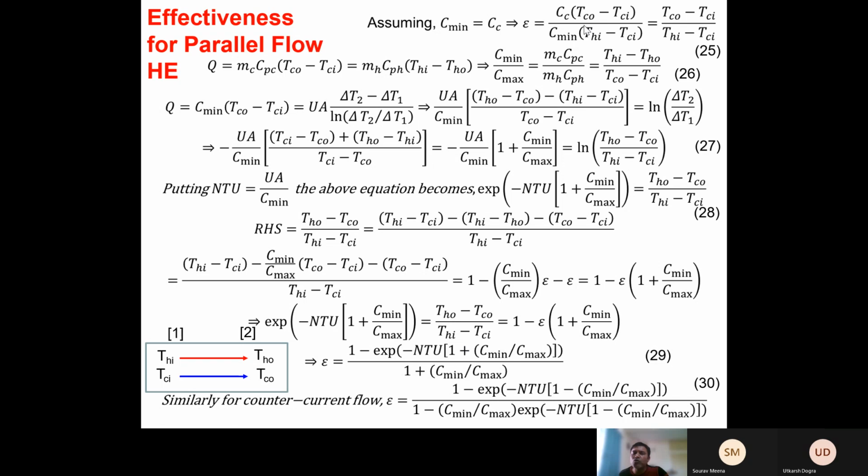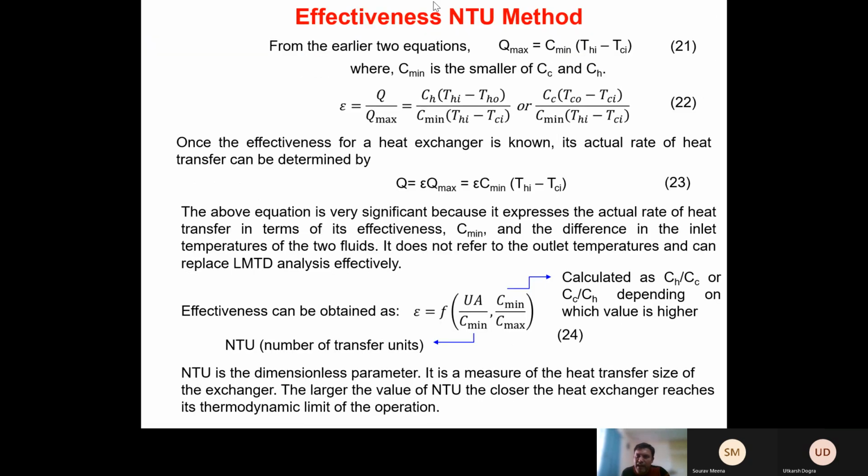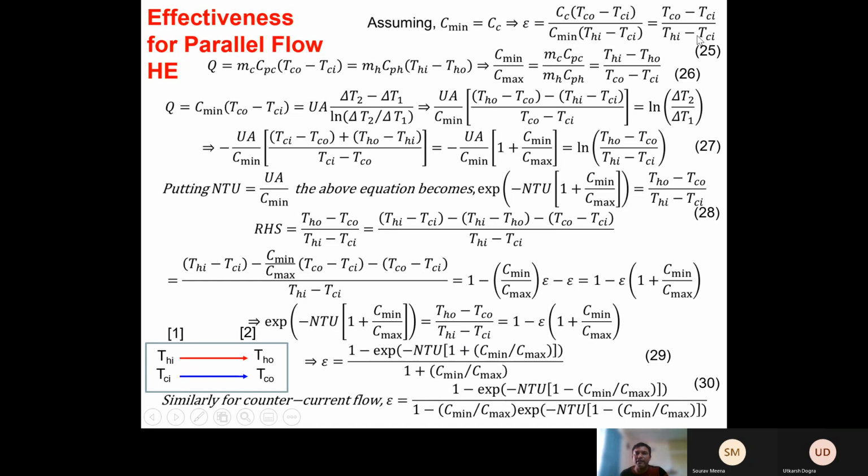So the same expression we have used, and since we are saying that Cmin and CC are the same, those will get cancelled out. So epsilon will be given by (TCO minus TCI) divided by (THI minus TCI). This ratio of the difference between the temperatures is given as epsilon from the previous equation itself. We are assuming that the CC, which corresponds to the cold fluid, is the minimum. So Cmin and CC get cancelled out, and only this ratio will remain.